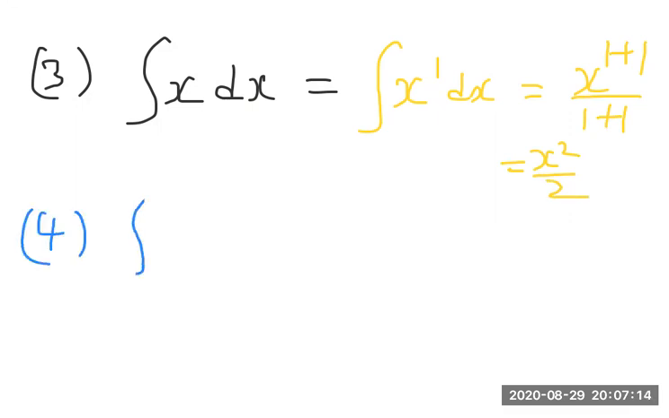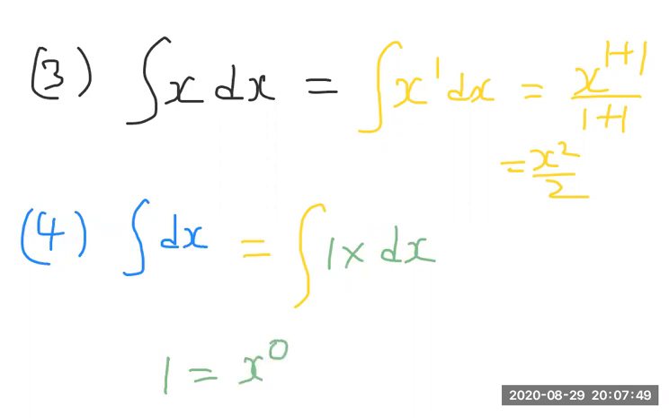Suppose they have given only integral dx, nothing else. Integral dx means we are integrating with respect to x. For that purpose, I take x power 0, because integral dx can also be written as 1 into dx. Anything power 0 is 1, so x power 0 is 1, and I write integral 1 dx.